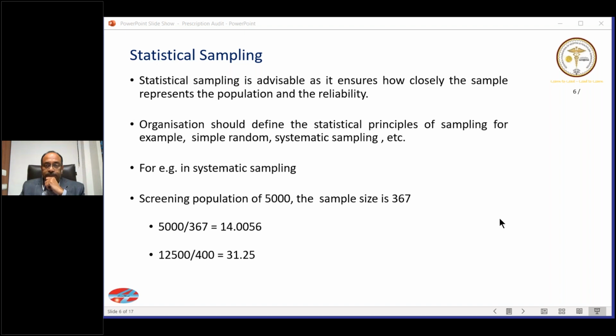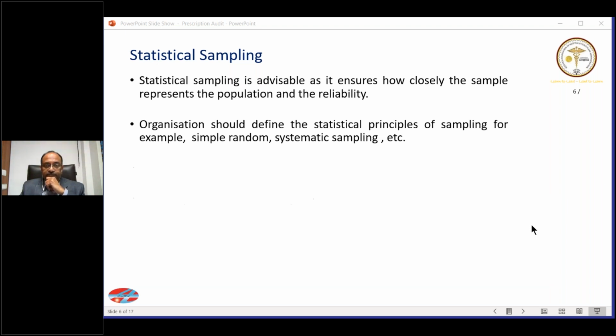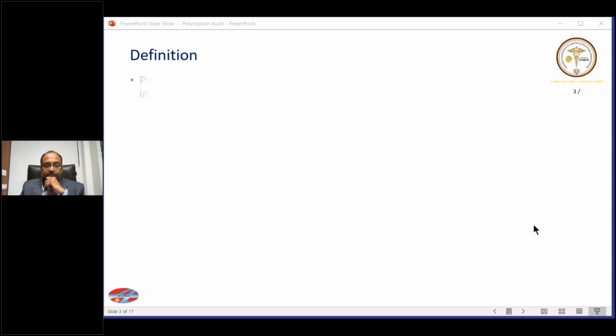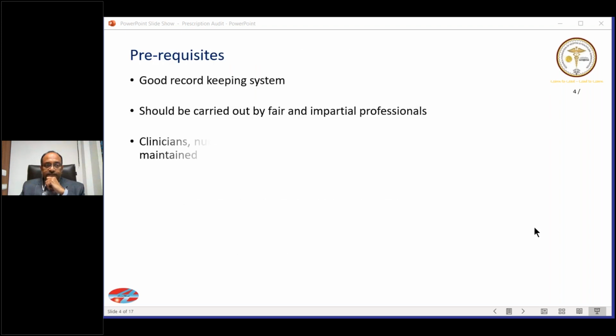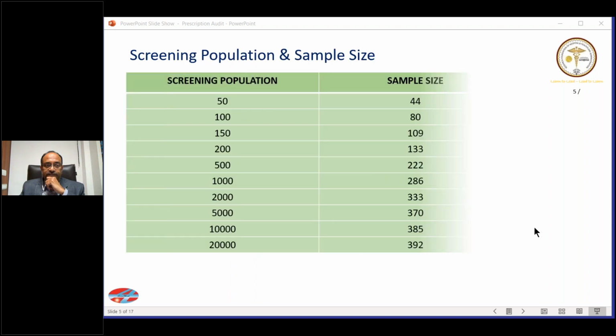Sir, I have just one doubt. The previous table you showed, for a screening population of this much should be the sample size. Can you tell the source of that data? To state it simply, this table is given in the NABH guidebook. So this is the source.